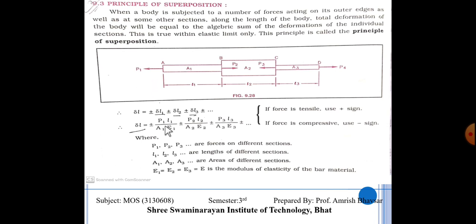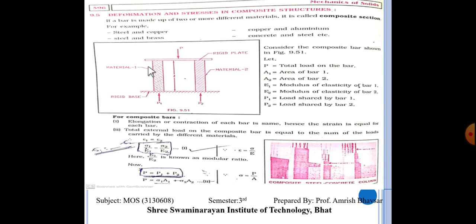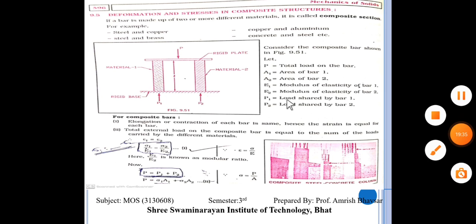So, in that case, delta L is equal to P1 L1 upon A1 E1 plus P2 L2 upon A2 E2 plus P3 L3 upon A3 E3. For that, we must have P, L, E and A for all three parts. So, we can calculate the total deformation of a compound bar with the help of the principle of superposition.